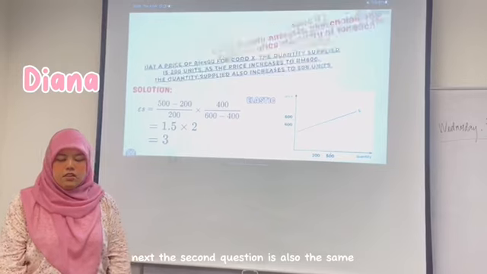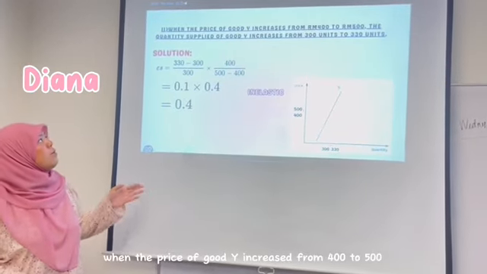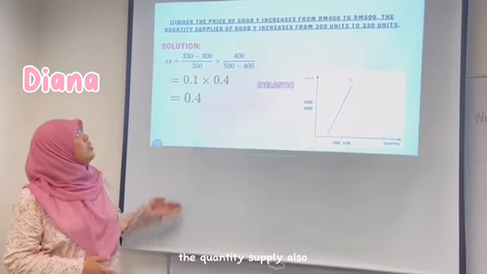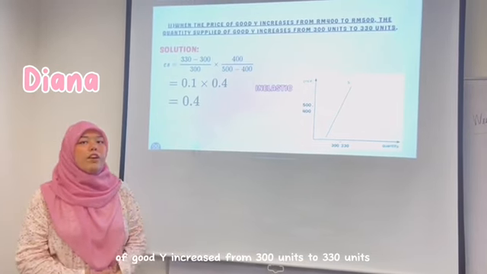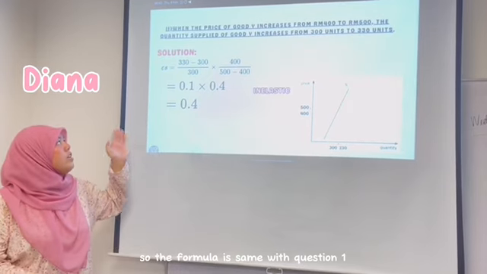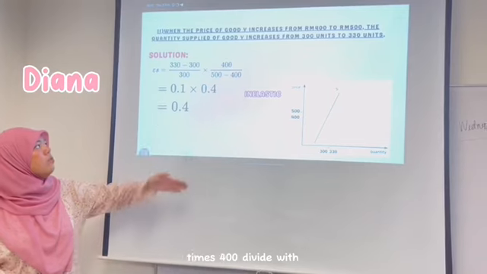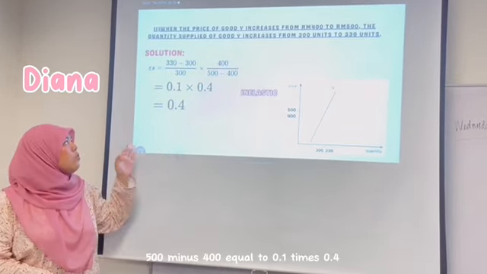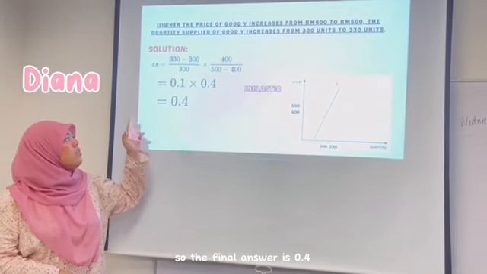Okay, next, the second question is also the same. When the price of good Y increases from 400 to 500, the quantity supplied of good Y also increases from 300 units to 330 units. So the formula is the same as question 1: 330 minus 300 divided by 300 times 400 divided by 500 minus 400 equals 0.1 times 4. So the final answer is 0.4.